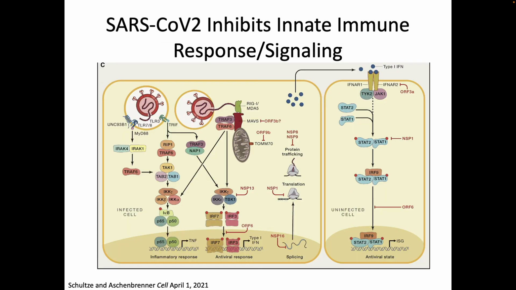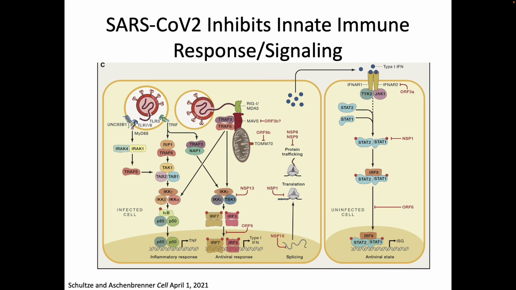We also know some things about how SARS-CoV-2 inhibits this innate immune response. So it has a number of different proteins, they're all shown here, that can inhibit different steps of the signaling to IRF and of the interferon signaling cascade. So we can actually identify which parts of the virus inhibit IRF specifically.